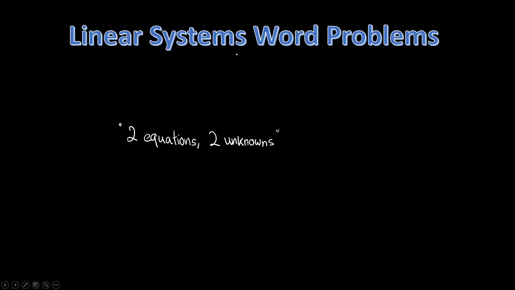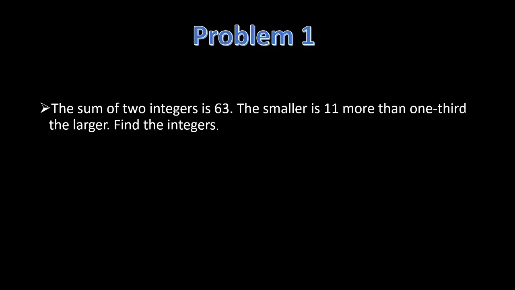Alright, so let's see what that means in the first problem, which is going to be a little bit of the easy one. The sum of two integers is 63. The smaller is 11 more than 1/3 the larger. Find the integers. Alright, so I have two separate lines giving me two separate pieces of information.